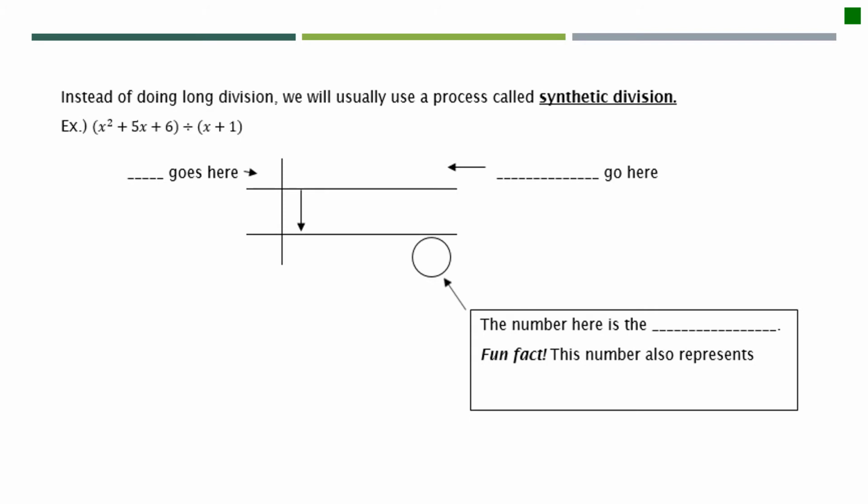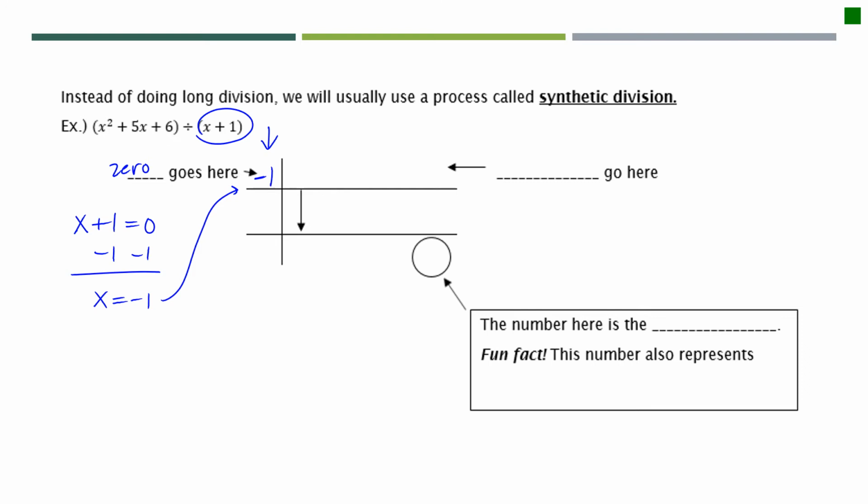All right, so here's how synthetic division is going to work. In this first section up here, this little spot right here, that's where the 0 goes. So what you're going to do is take this binomial, and if you set it equal to 0 and solve it, that number is what goes here. So I'm going to put a -1 here.